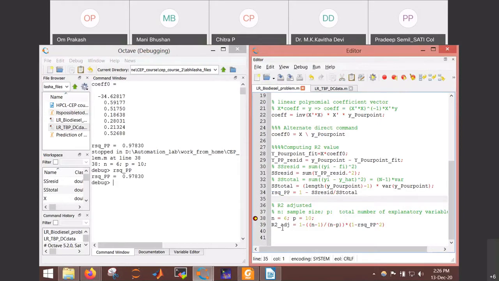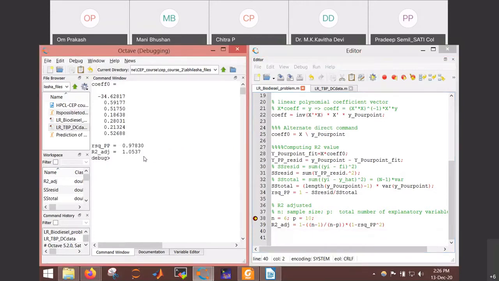We can also calculate R2 adjusted. Here I had 6 fatty acids and a sample size of 10. So I can calculate the R2 adjusted as this. This formula Professor Goodin also showed us in his talk: 1 minus n minus 1 upon n minus p multiplied by 1 minus R2 value. So this is my R2 adjusted.